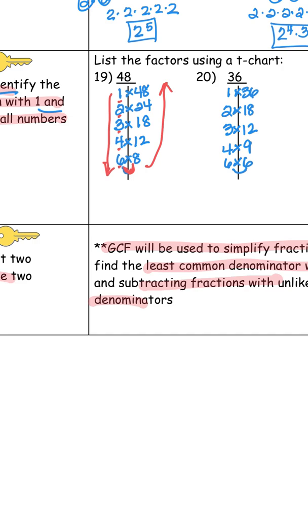Finally, the GCF will be used to simplify fractions and to find the least common denominator when adding and subtracting fractions with unlike denominators. The remaining topic in this unit is to simplify fractions, and then as we move on in our next units, we are going to get into more fractions. Isn't that wonderful? So let's take a look at what we have on our workbook study for today.